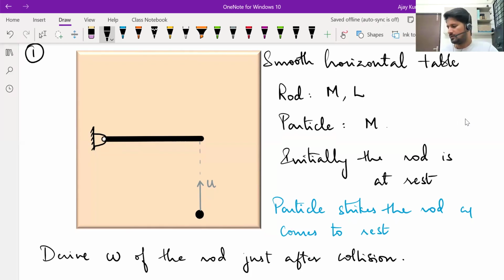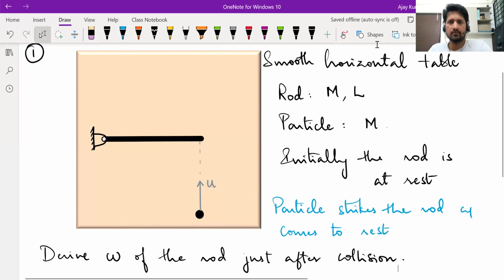Okay. Let us discuss a little bit. There is a collision happening here. But what you are asked to find out is the angular velocity of the rod just after collision. Usually in collisions, what concepts do we apply? The conservation of linear momentum. The collisions that we had discussed before in work, energy, power, none of them involved rotation. We never considered rotation. So there we used to apply conservation of linear momentum.